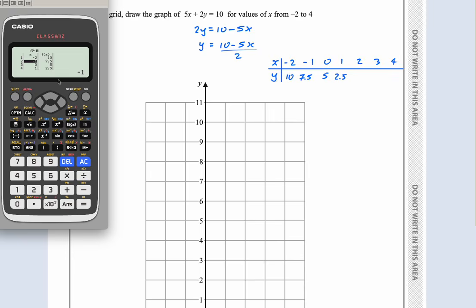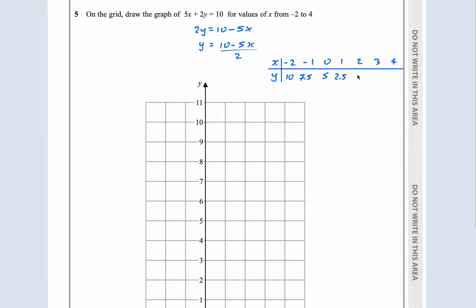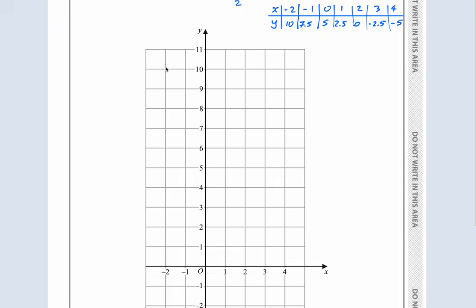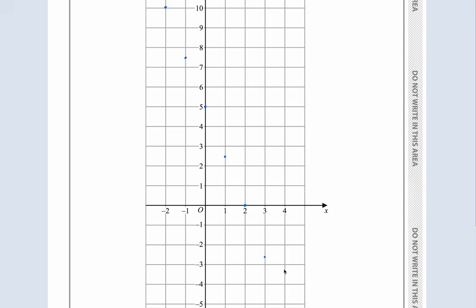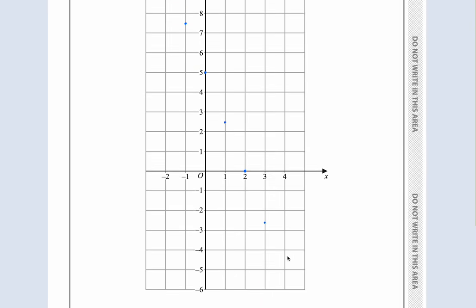and let's continue down. 0, minus 2.5, minus 5. And this is like here, here, here, here. Okay, and then you just fill in these values. So minus 2, 10 is here. Minus 1, 7.5 is somewhere here. 0, 5 is here. 1, 2.5 is here. 2, 0 is here. 3, minus 2.5 is here. And 4, minus 5 is there.